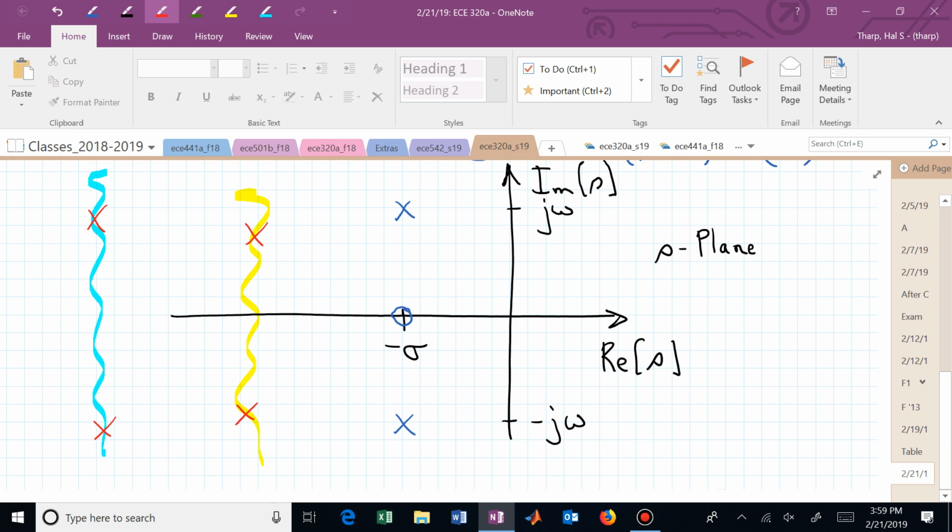So what I'm asking is, which of these pole pairs are faster? Which decay more quickly? That's what I mean by faster. Is it the yellow pair? That would be a thumbs up. Is it the blue pair? That would be a thumbs down. Is the question clear? All right. Get ready. 1, 2, 3. Show me your thumb.